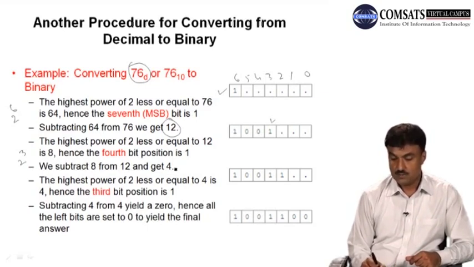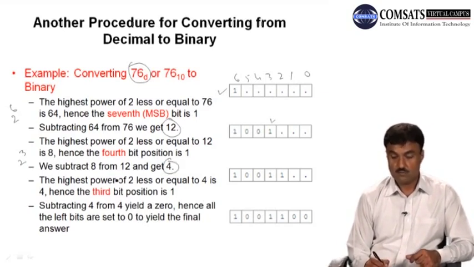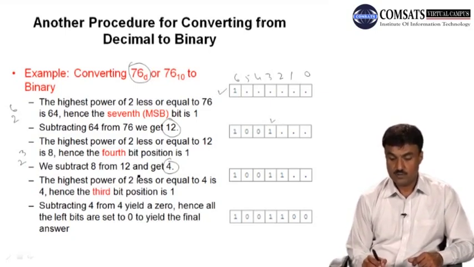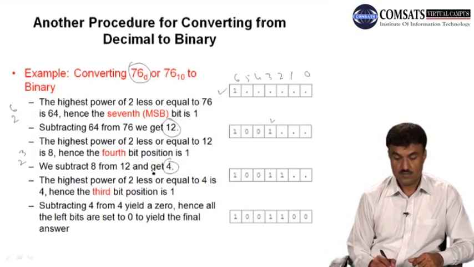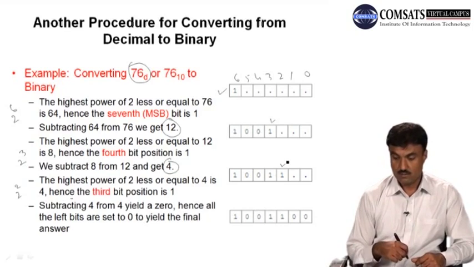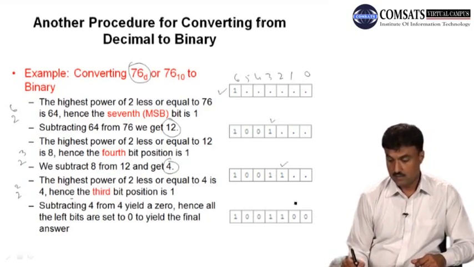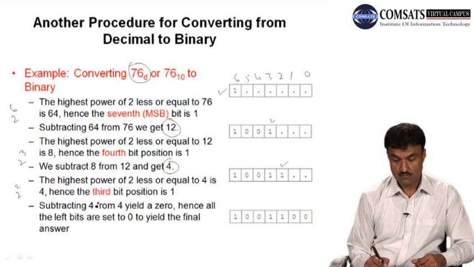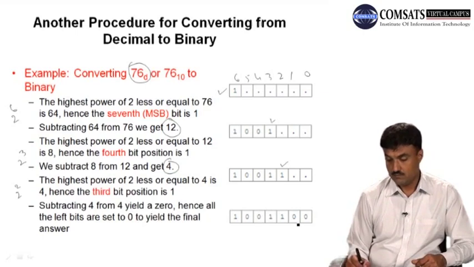So this is a new digit for which we have to find the power of 2 that will produce a number which is less than or equal to 4. So 2 power 2 is exactly equivalent to 4. So this bit will be represented with a 1, and subtracting 4 from 4 results in 0. So this is the final representation of decimal number 76 in binary.